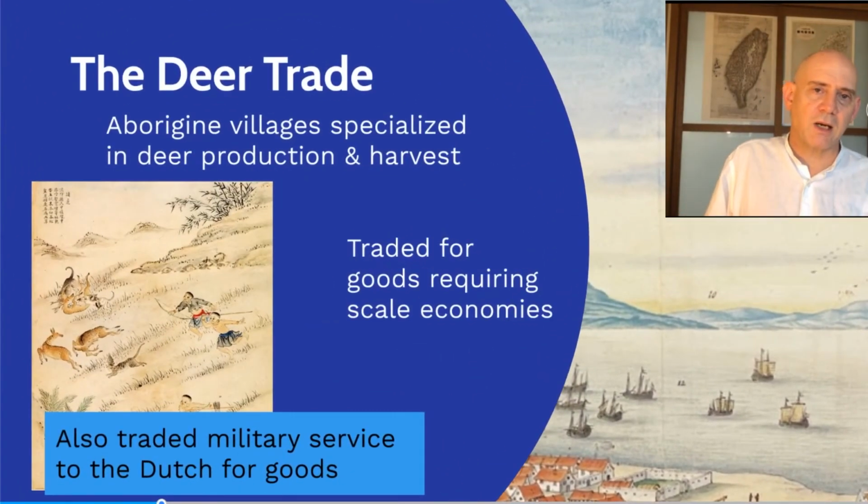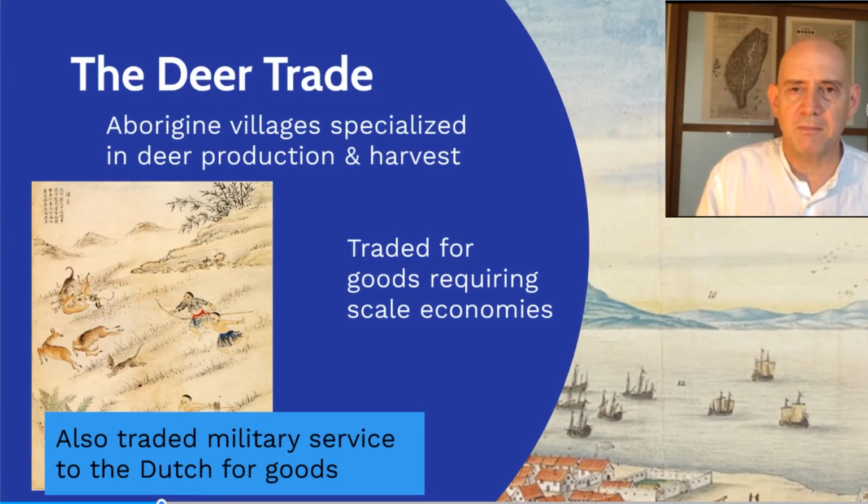Now, when the Dutch come to Taiwan, they see deer trade. And this seems to start probably before the Dutch came, maybe in the late 1500s, possibly earlier. But there was a big demand in China and in Japan for deer products. They wanted deer meat, they wanted the deer furs, they wanted the deer antlers.